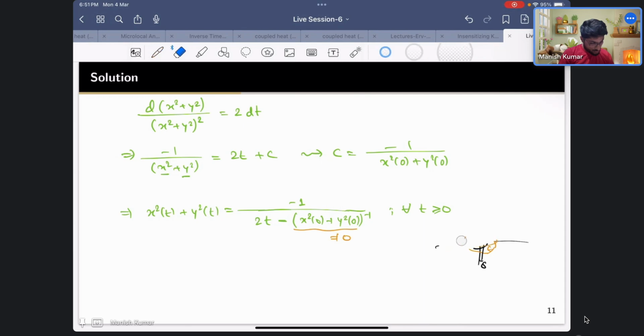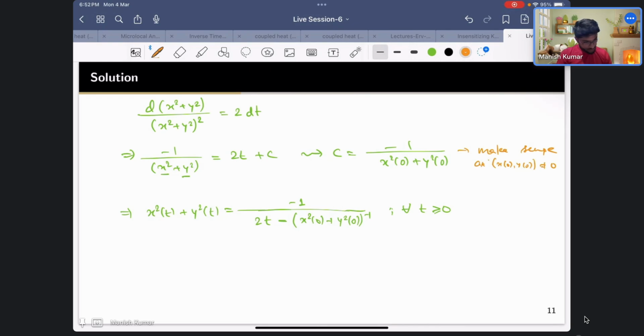Right, okay, so this inverse makes sense, that's all what I meant to say. So here this makes sense since x square, since x0 comma y0 is non-zero. Okay, so this constant is meaningful. So this is what we can say.